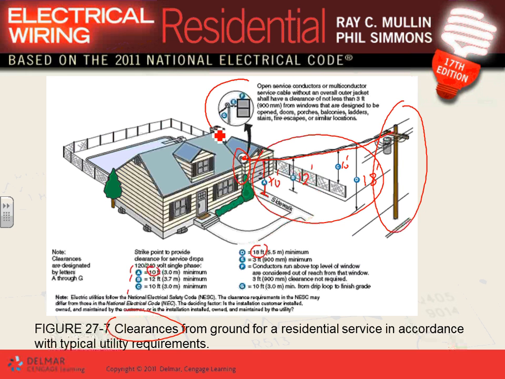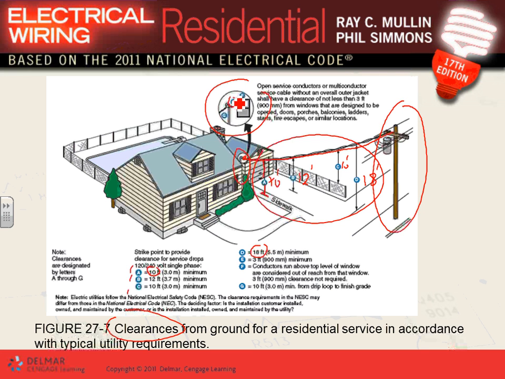When you come closer to the building, you have to have clearances, guys. Clearance number 1 is 3 feet. You can see you have 3 feet away from windows. If you're running conductors above, F is conductors run above the top level of the windows are considered out of reach, so that 3-foot window clearance is not required. So you can run it right above the window, but to the side of the window here, you need 3 feet.